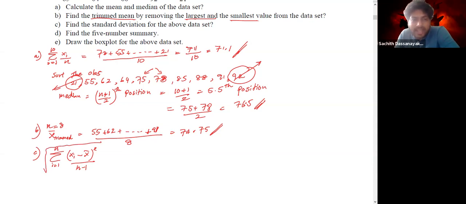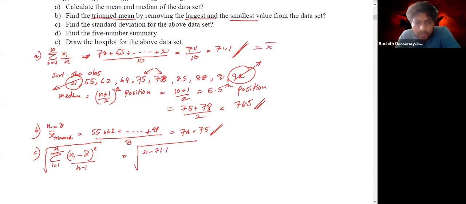Okay, what is xi? Xi means each observation. What is x bar? The mean, not the trimmed mean, just the mean. So within the square root, xi minus x bar. The first value is 21 minus x bar. What is x bar? Okay, x bar is this one.